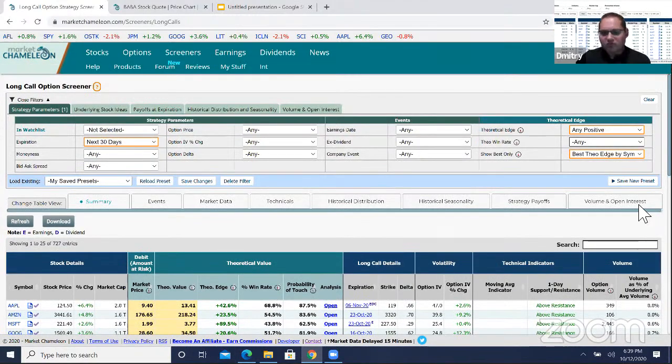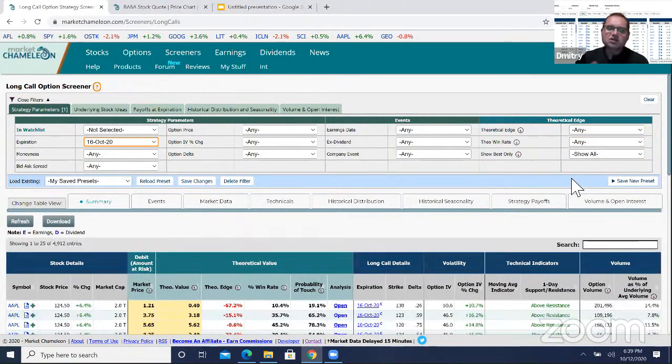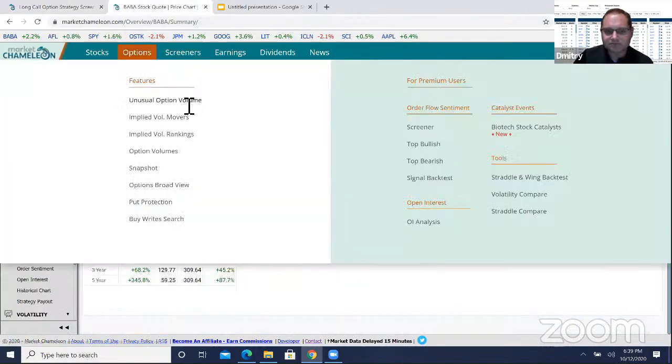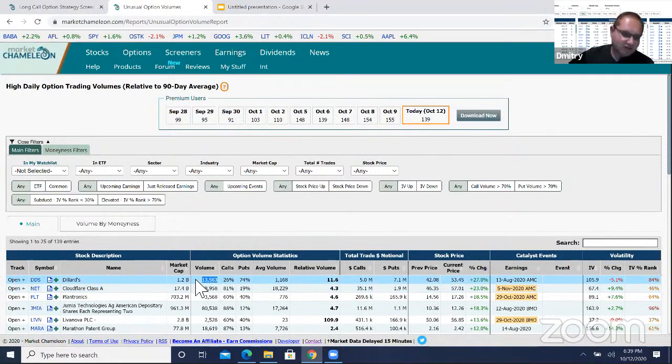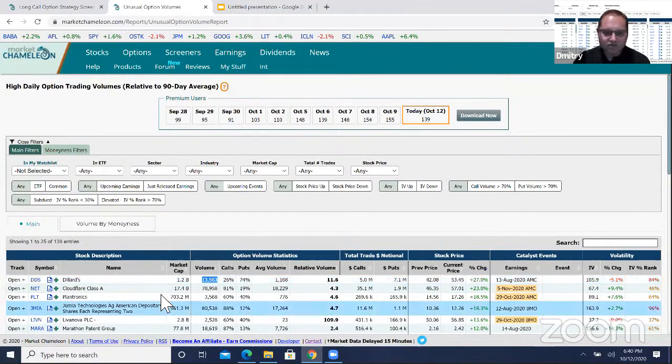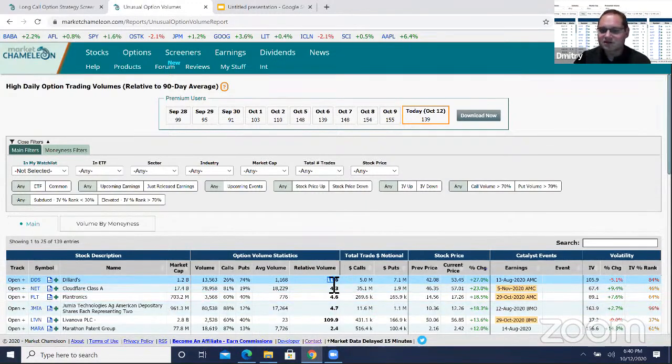So before I move on, let me clear out. We're going to do a completely different screen. The next screen, let's look for unusual option volume in a specific option. Maybe a lot of you use this unusual option volume screener, and this is looking for unusual option volume in the stock. So there are 13,563 options that traded in DDS, which is 11.6 times its average daily option volume.